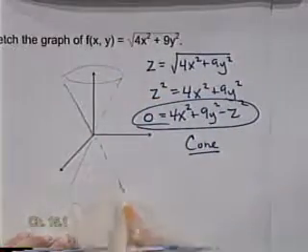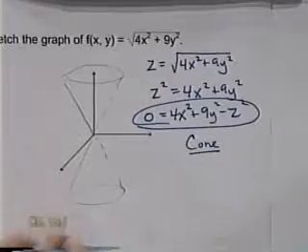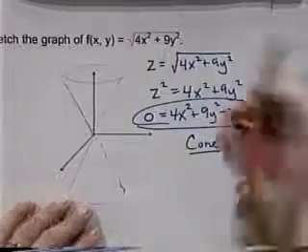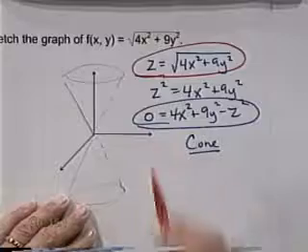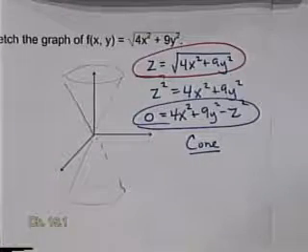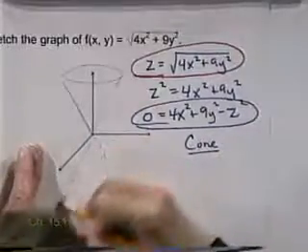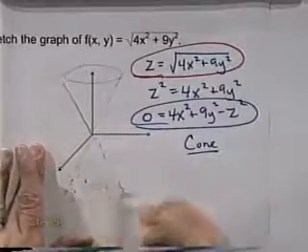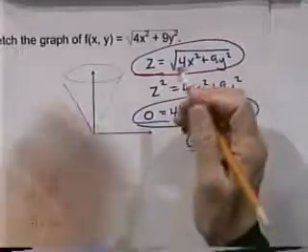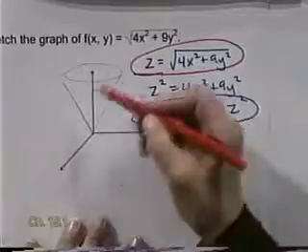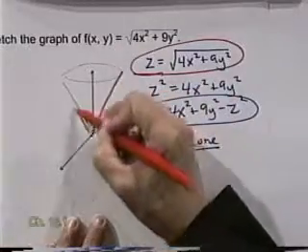Okay? That's what my cone looks like. But let's go back to the original equation. The original equation is z equals square root of 4x squared plus 9y squared. So what can you tell me about z? Z is always positive. So I take out my eraser and say, oh, z can't be negative, so I can't be below the xy plane. And so this graph is just going to look like that.